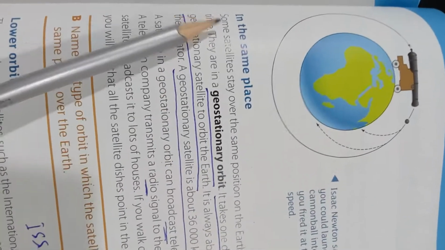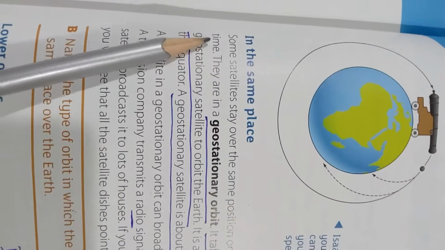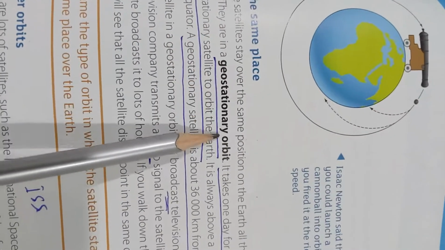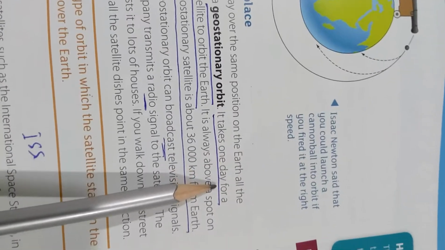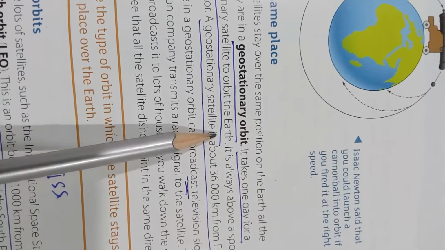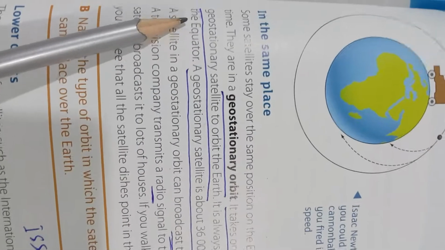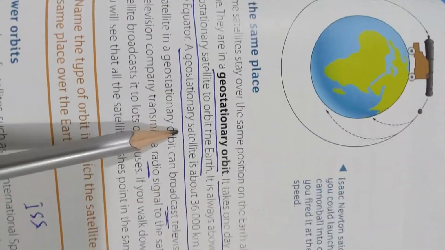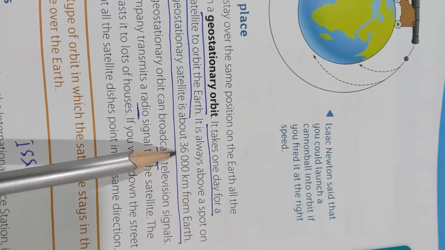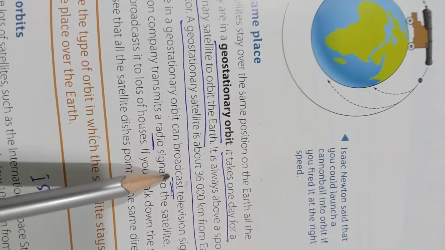So we are saying some satellites stay over the same position on the Earth all the time, and they are in a geostationary what? Orbit. It takes 1 day for a geostationary satellite to orbit the Earth. Now, it is always above a spot on the equator. A geostationary satellite is about 36,000 kilometers from the Earth. Take note of that.